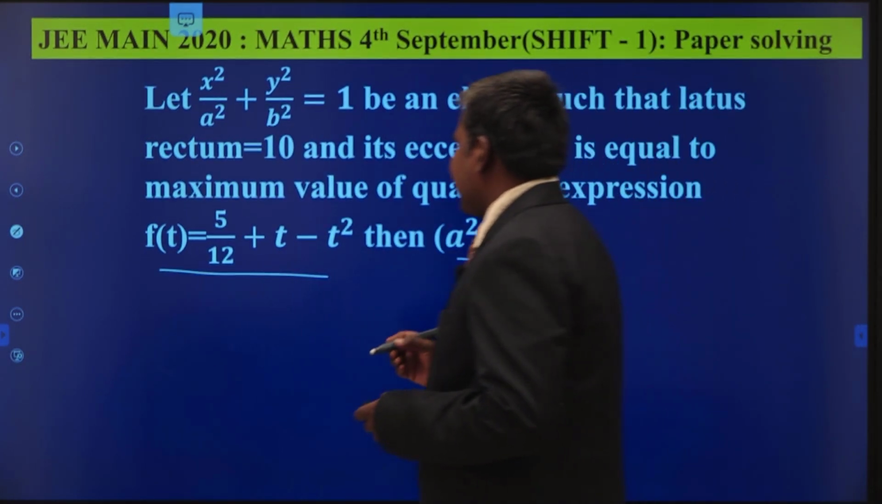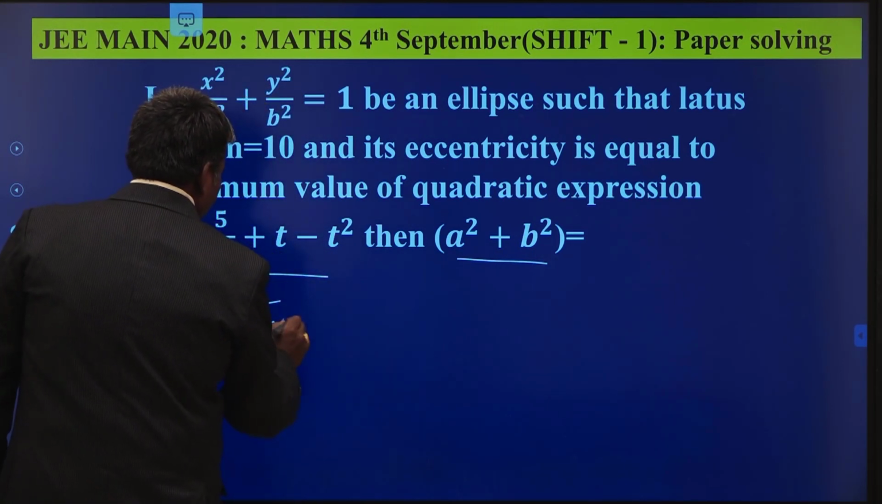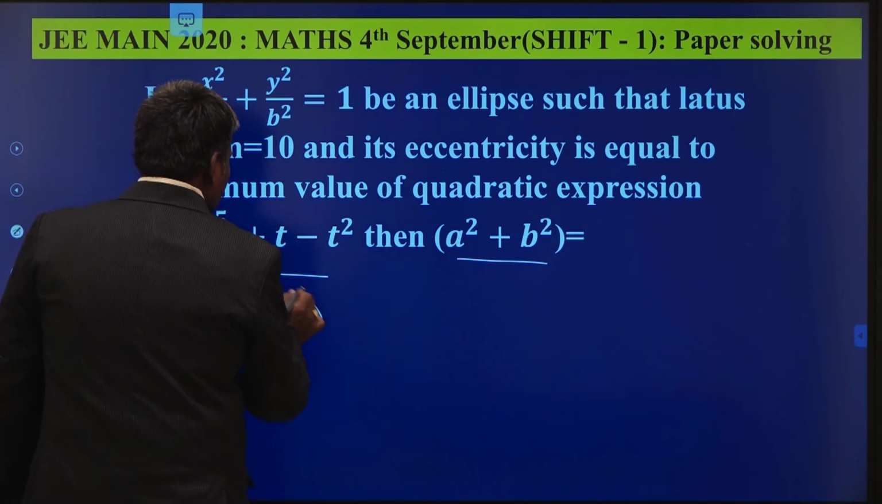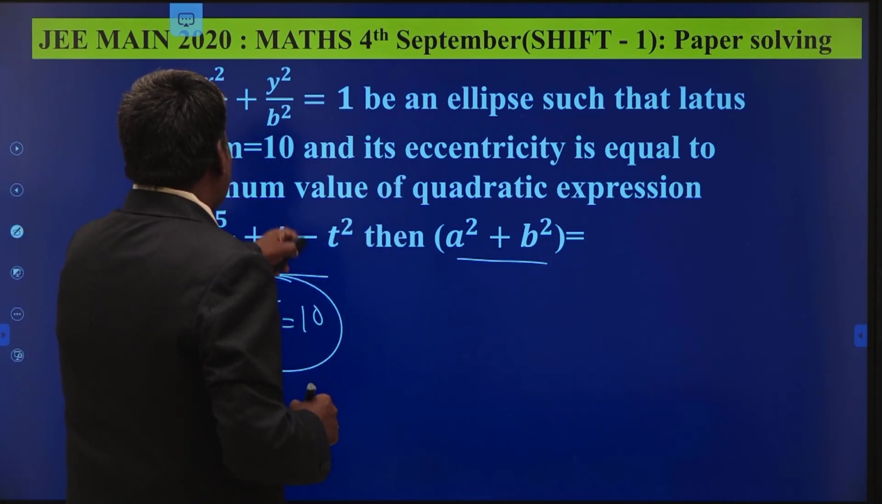So, length of latus rectum, what is the formula? 2b square by a. 2b square by a is equal to 10. This is your length of latus rectum. We have to find out the maximum value for this one.